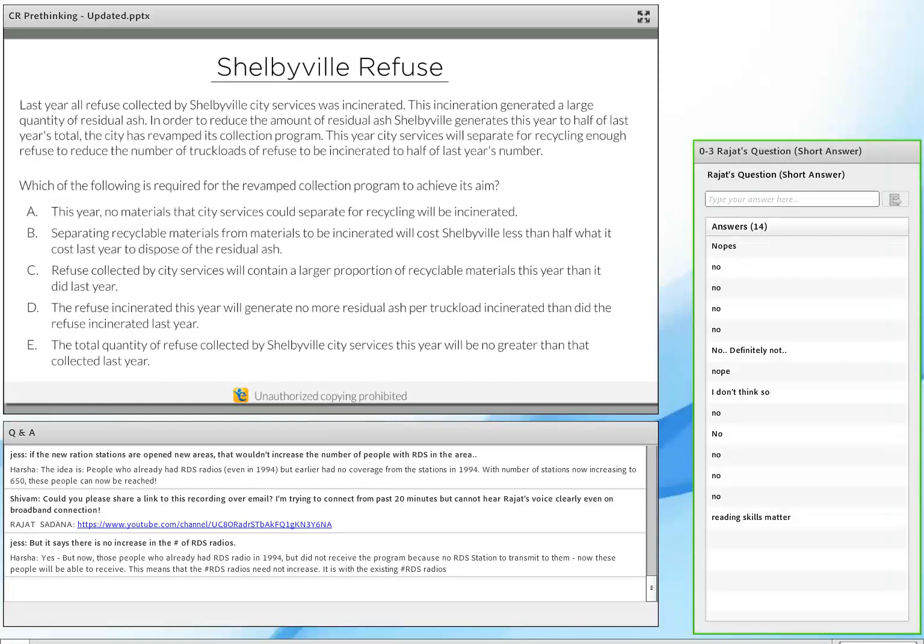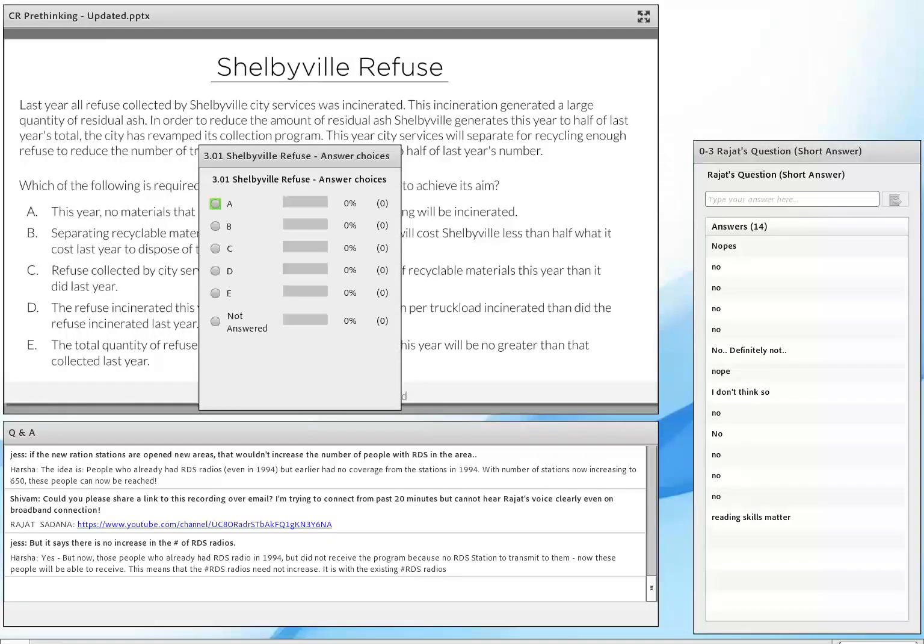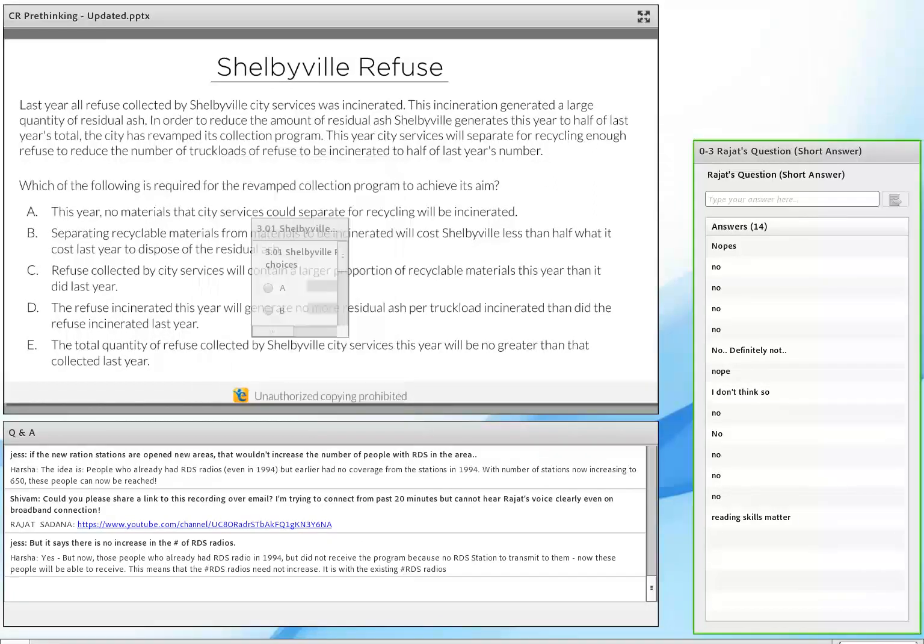Let's go to this next question, and Shelby will refuse. Let's see how you guys polled. Oops. Choice D was about 40%, which is the correct answer. Somehow I messed it up, but choice D was 40%.